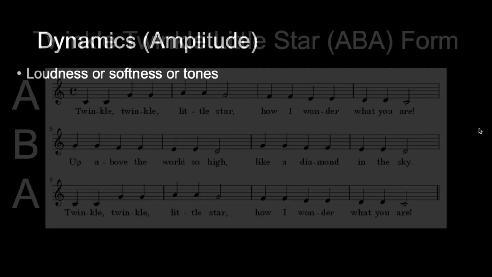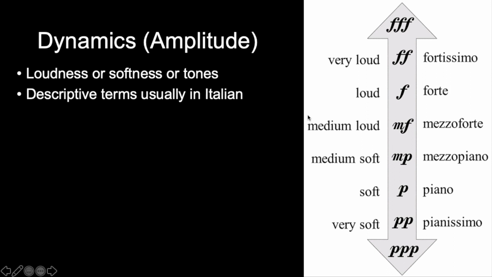All right, so another thing to consider with music on top of these elements is also dynamics. This relates to the physical property of sound of amplitude, so the loudness or the softness of these tones. And we actually use a lot of Italian terms to describe dynamics. So fortissimo, pianissimo, as you can see, as we go up, we get louder and louder and louder. As we go down, we get softer and softer and softer.